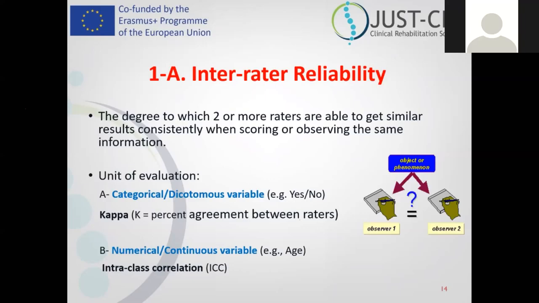So for example, if two raters use the same instrument, and the instrument has 10 questions, and each question has a yes/no answer, and the degree of agreement between them was 90%, like both of them gave the same response on 9 questions, then the kappa value would be 90%. In cases of continuous or numerical variables, such as age or BMI, we use intra-class correlation coefficients, which measure the correlation or association between two numerical variables.